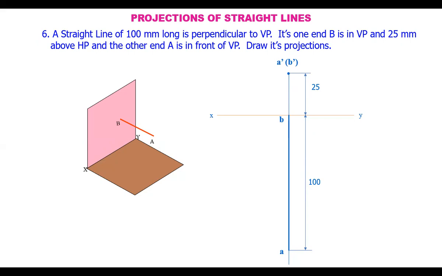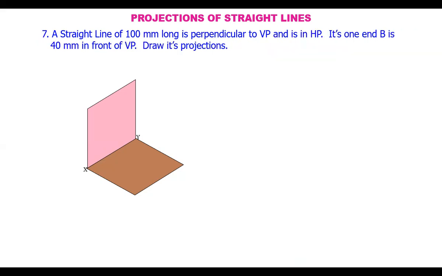Okay. Now, let's take another line, 100 mm long, perpendicular to VP and is in HP. Now it is in HP, horizontal plane. And its one end B is 40 mm in front of VP. Point B, the entire line is in HP, right? And perpendicular to VP. This point is 40 mm in front of VP, this distance is 40 mm.